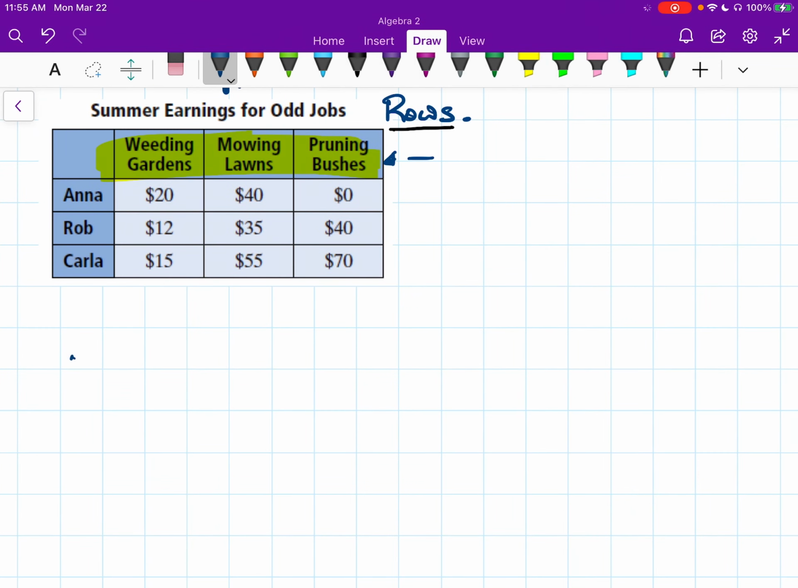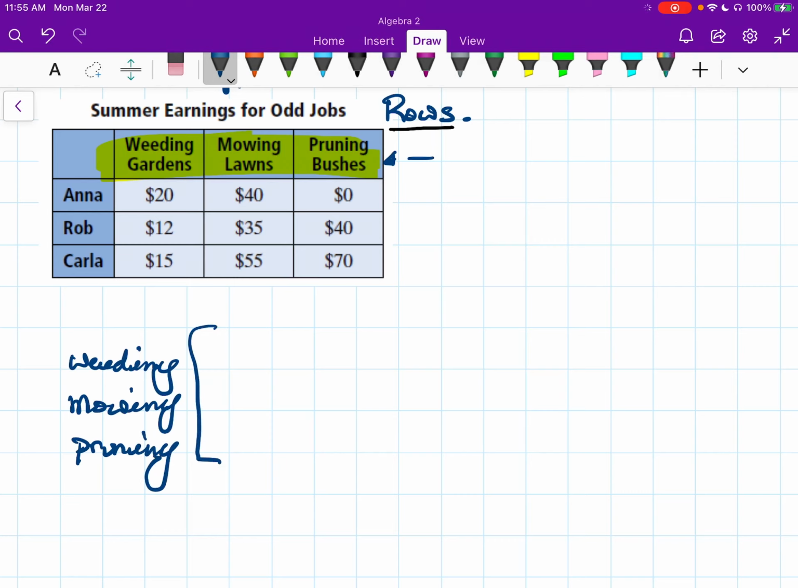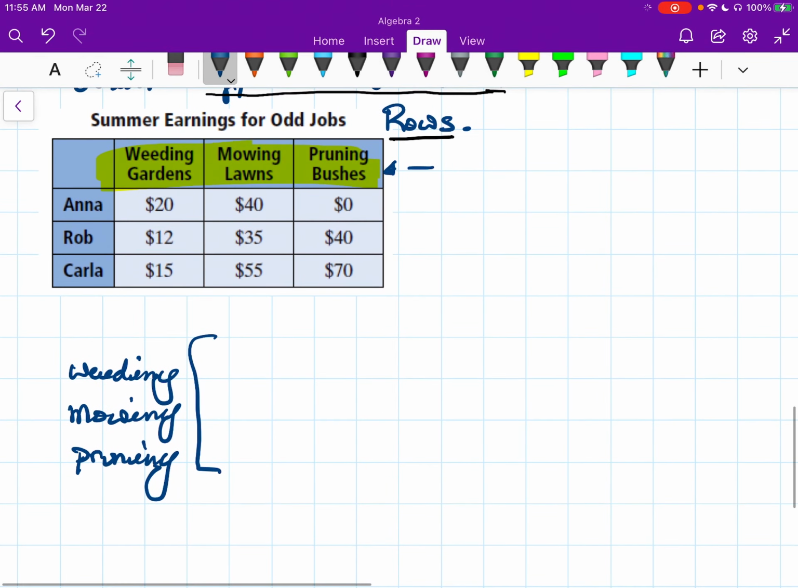We have weeding, and then mowing, and pruning. And that's going to be our vertical. And then our names are going to go across. So Anna, Rob, and Carla. Right. And what we're expected to do here is you kind of flip the chart in a way.